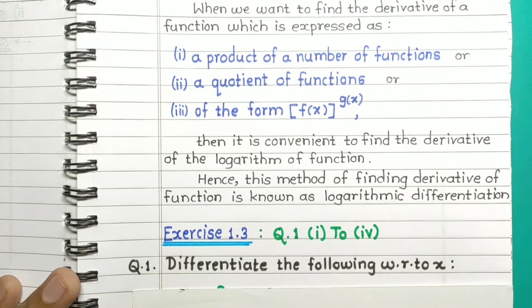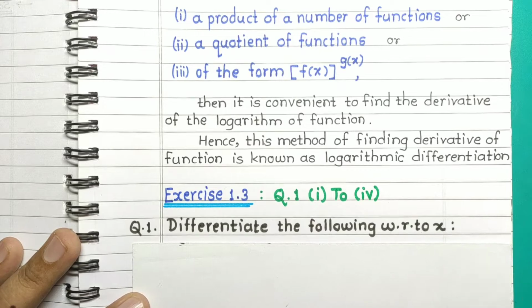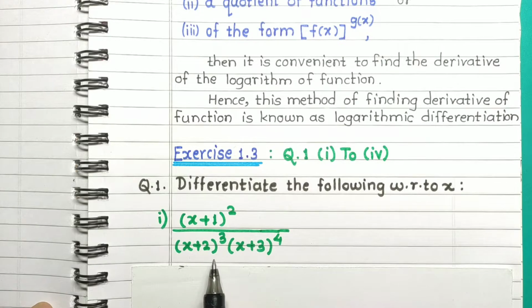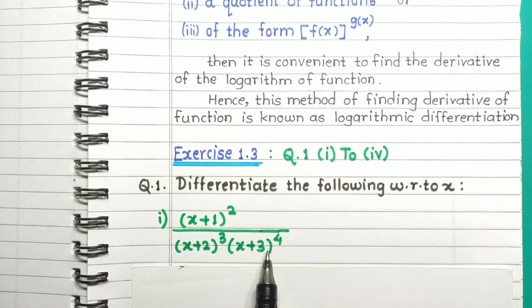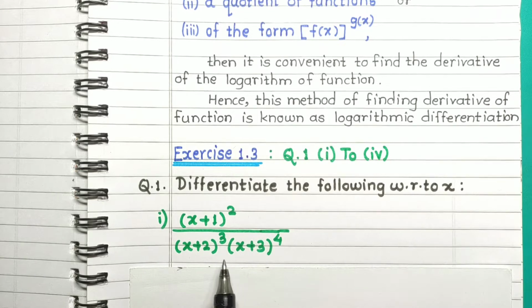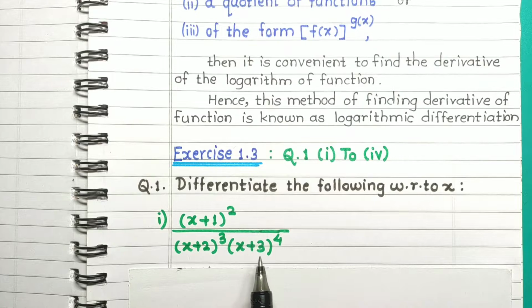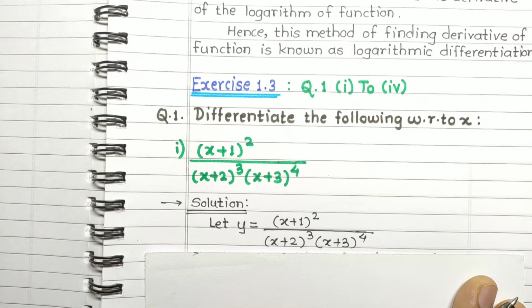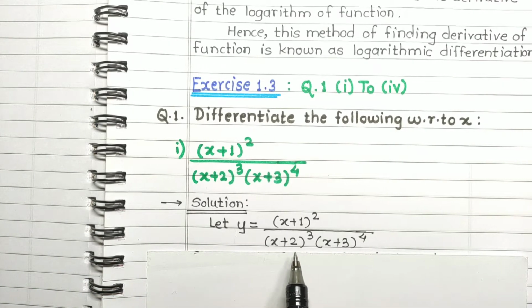See, the question is, differentiate the following with respect to x. And the first given function is x plus 1 bracket square upon x plus 2 cube into x plus 3 bracket raised to 4. We find this is quite a complicated function and it is in the form of a quotient of functions. So by observing this function we have to decide that we are going to use logarithmic differentiation. So in the solution you write down the given function, let it be y. And by observing this function we have decided to use logarithmic differentiation.